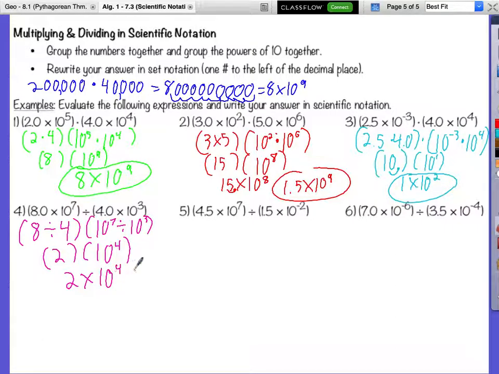And do we need to change this at all to make this scientific notation? No, it already is. Questions on that fourth one? So what was the only difference here between these first 3? You put division between these, right? Okay. I want you guys to do 5 and 6 here.